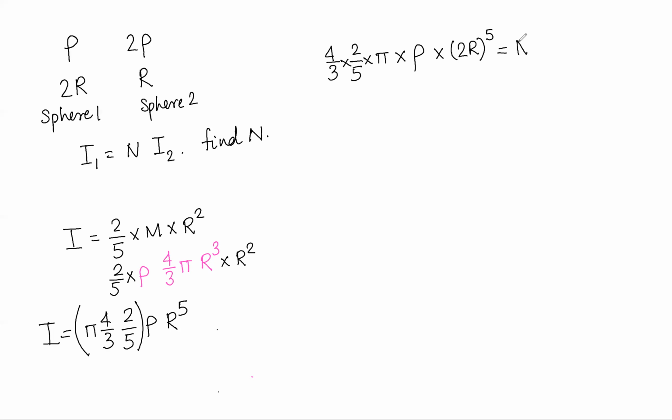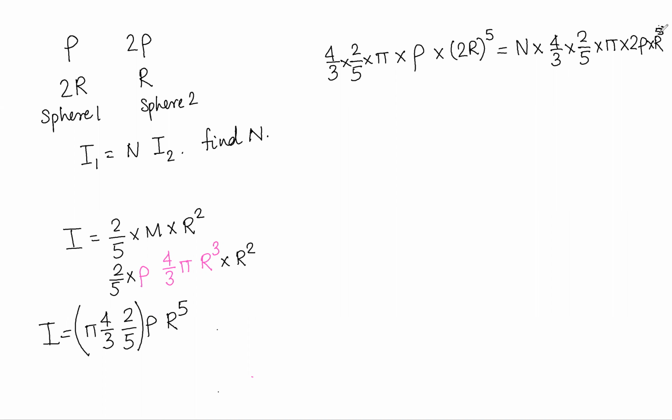This is equal to n times the same value for the second sphere. So you'll write 4 by 3 into 2 by 5 into pi. What is the density? The density is equal to 2 rho. And what is the radius? The radius is equal to r. Again, so you'll write r to the power 5.